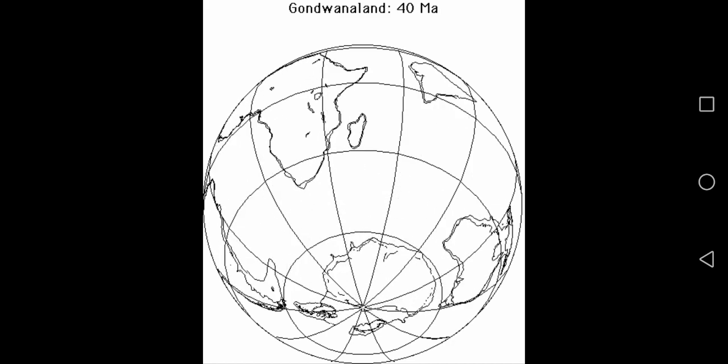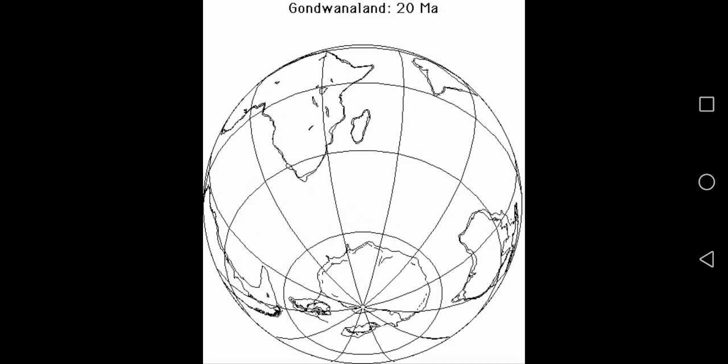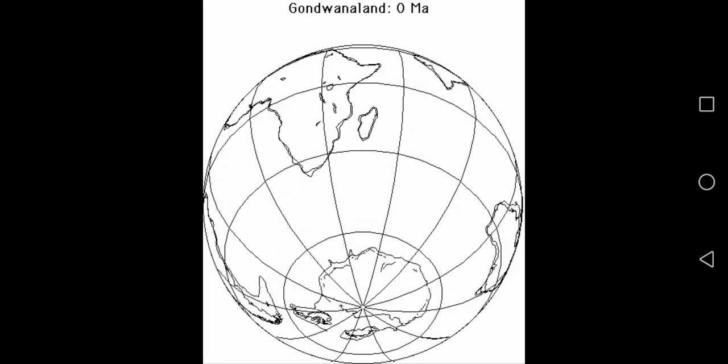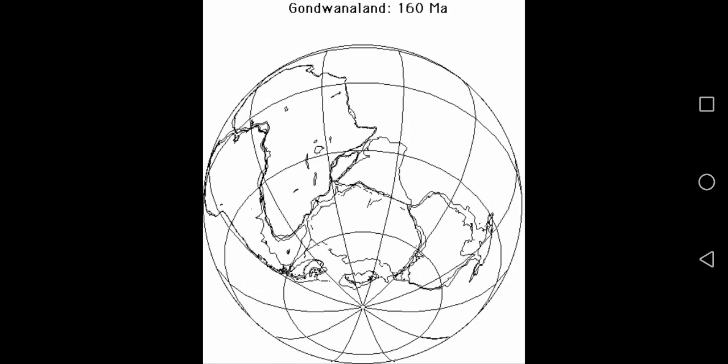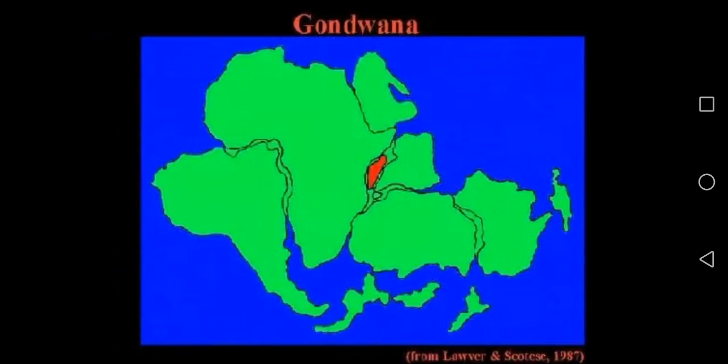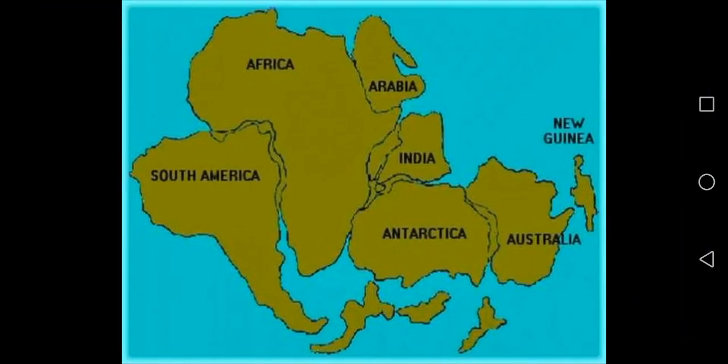Now you can see Gondwana land broken into a number of pieces, and these pieces were further known as continents. You can see different continents: South America, Africa, Antarctica, Australia, and India, and Saudi Arabia also. Saudi Arabia and India are not continents, but they were part of Gondwana land.